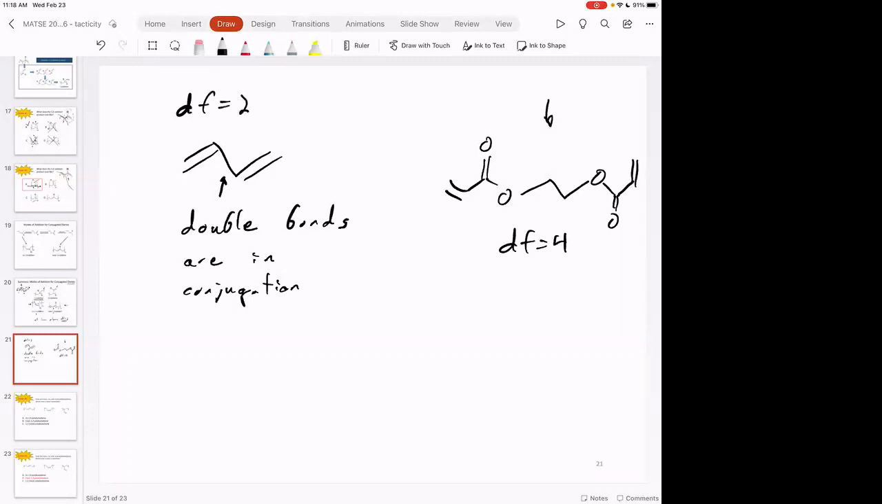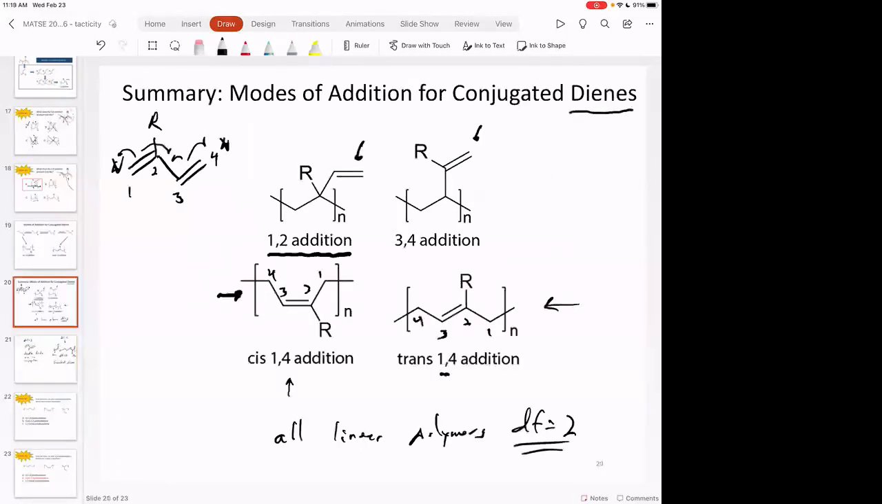Because these double bonds don't communicate with one another. They are separate. There's plenty of carbons that are unconjugated between those. And you know that we have DF equals 2 for that, DF equals 2 for that side. So DF equals 4. And this gives a branched polymer or a cross-linked polymer.